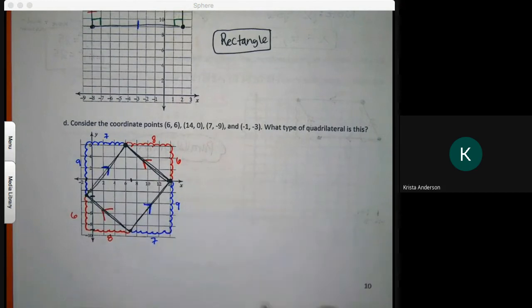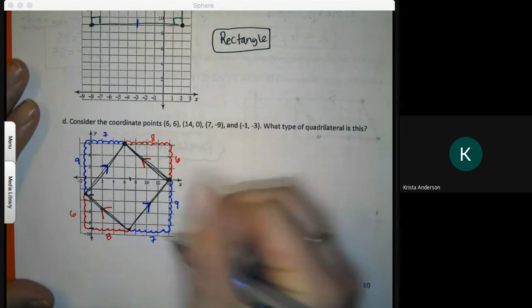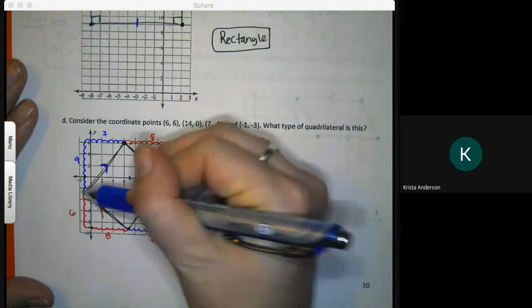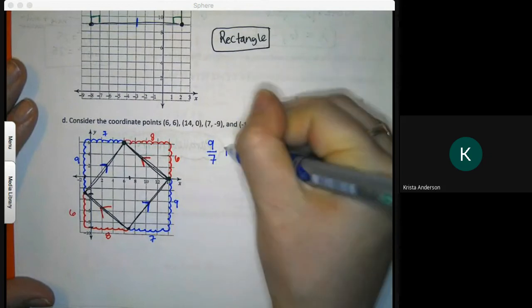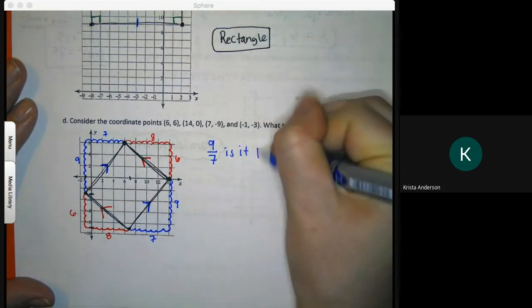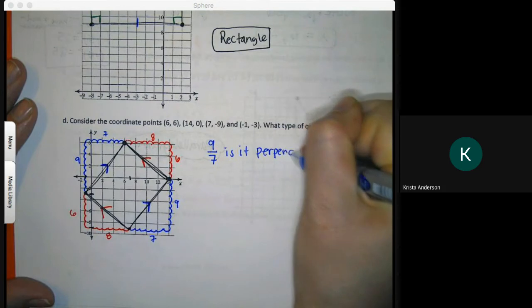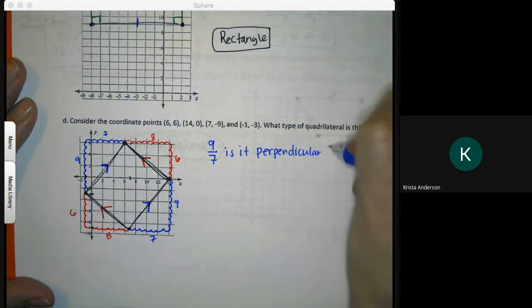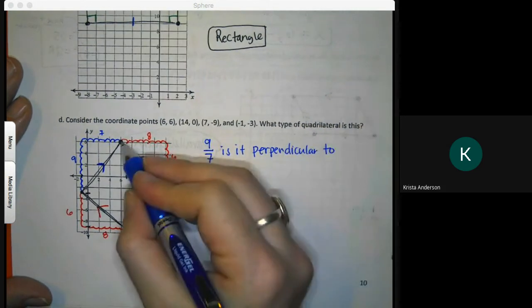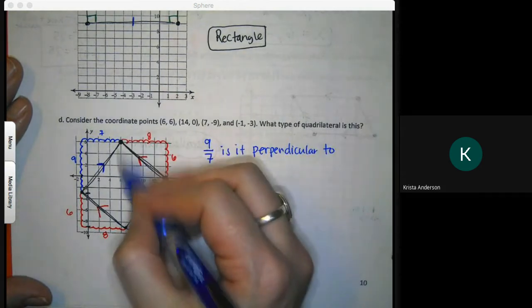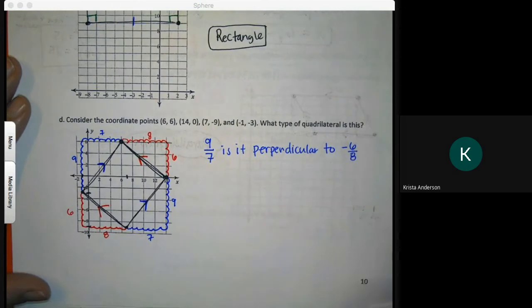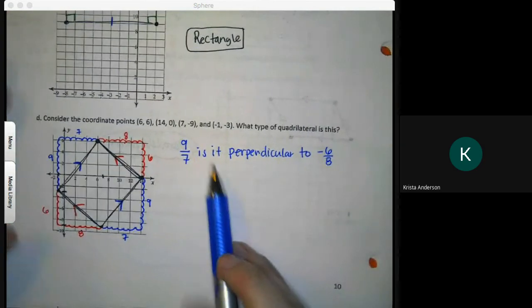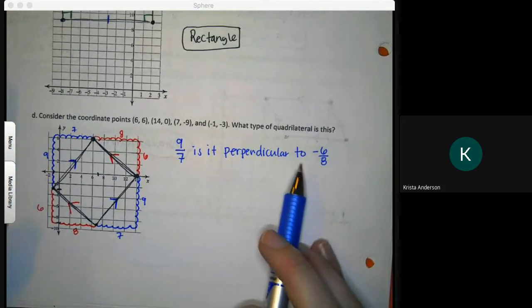Now my question is the slope, this one's slope is going up 9 over 7. Is it perpendicular to this one going down 6 over 8? Is 9 over 7 perpendicular to negative 6 over 8?